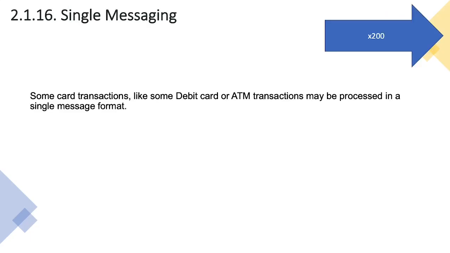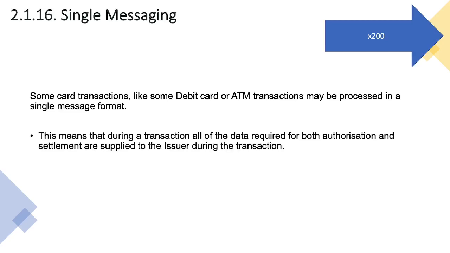Let's talk a bit about single messaging now. We're starting to get a bit more technical. So single messaging, so some card transactions, right? If you look at the historic debit card transactions, for example, your old Maestro transactions, those are processed as single messages. ATM transactions are processed as single messages. And what this really means is that when you have a transaction, all of the information required for both authorizing and settling the transaction are supplied in that one transaction.